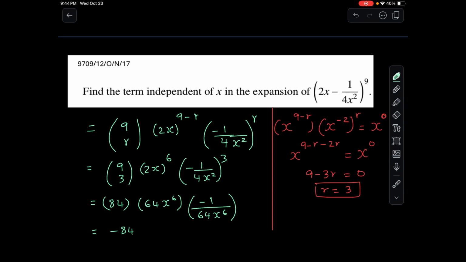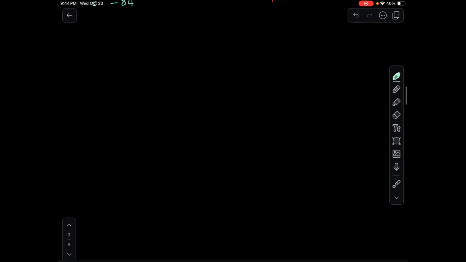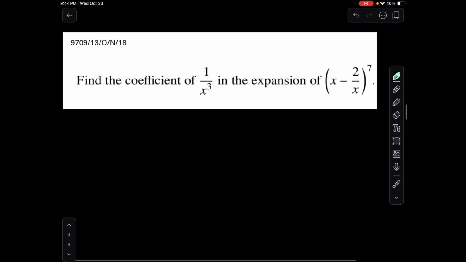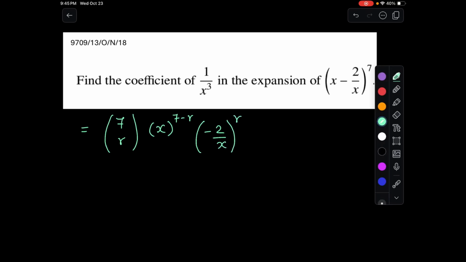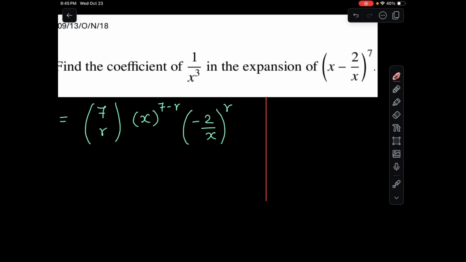Let us try another example. Now here we need to work out the coefficient of 1 over x cube. So again, n in this case is 7. So 7cr, a to the power of 7 minus r, b to the power of r. On the side, you can work out the value of r.